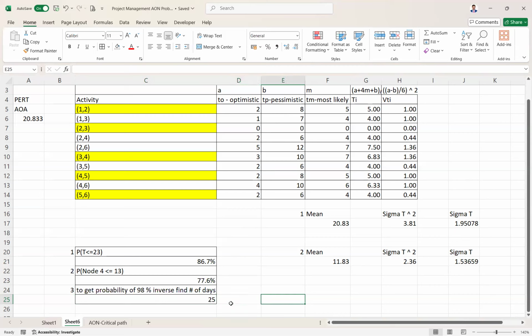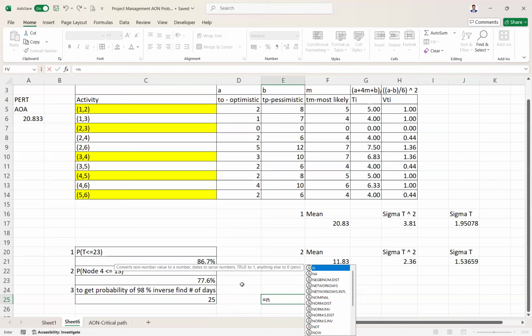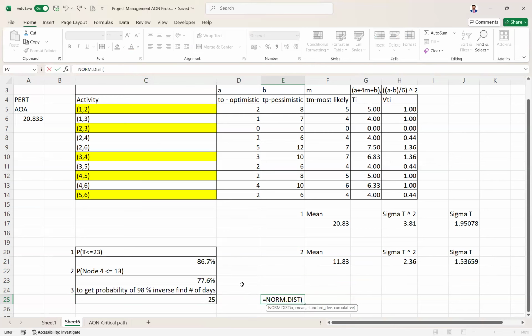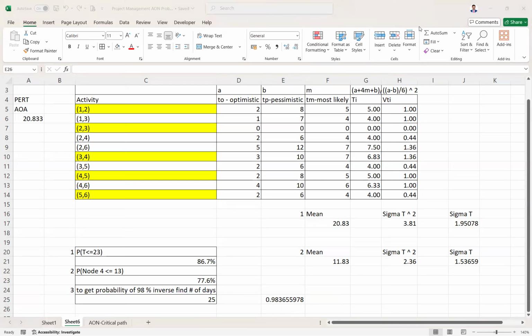Let us check if it is true. Let us simply use norm.dist for 25 days, the mean is this, the standard deviation is this, cumulative is true. 98.3%. So there is 98% probability that within 25 days you could finish the entire project. So that's all for project management. Days can be in fraction.